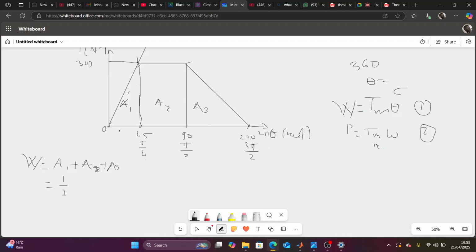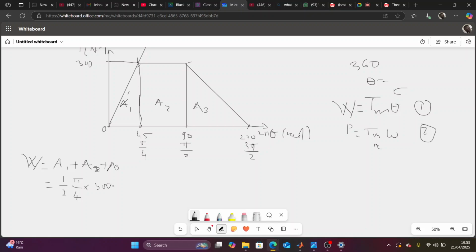Our base is 45, right? Yeah, the base is 45 minus 0. So the base is pi over 4. Are we together? Half pi over 4 multiplied by height. What is the height, Angela? The height is 300. Do you see 300? Yeah, that is our height.